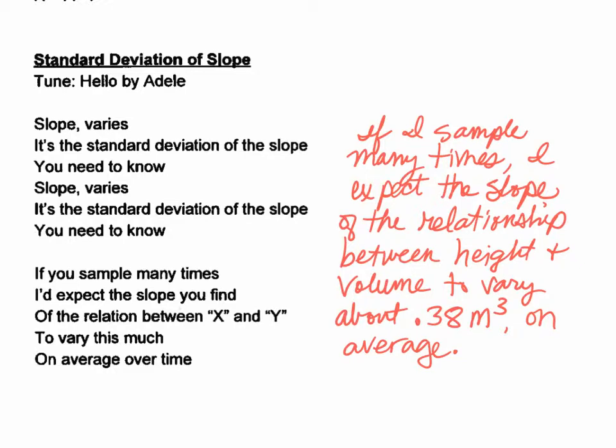So we always start this by saying the slope of the relationship. So that is how this always starts. The slope of the relationship between, in this case, height and volume of all trees in the Aledo National Forest.